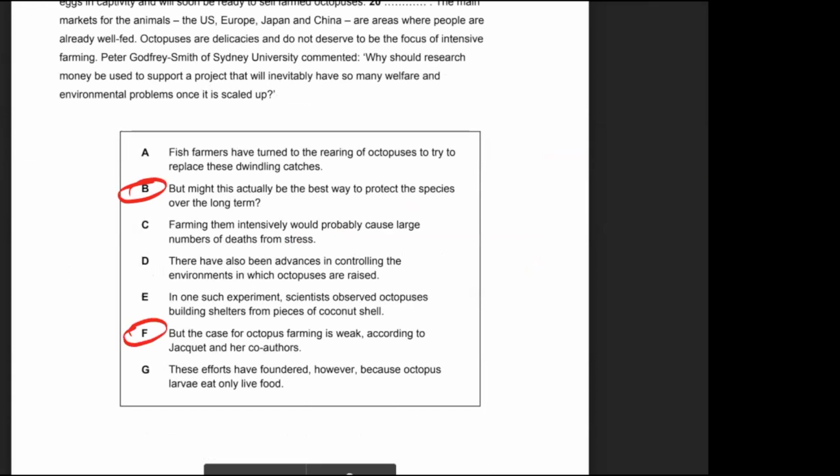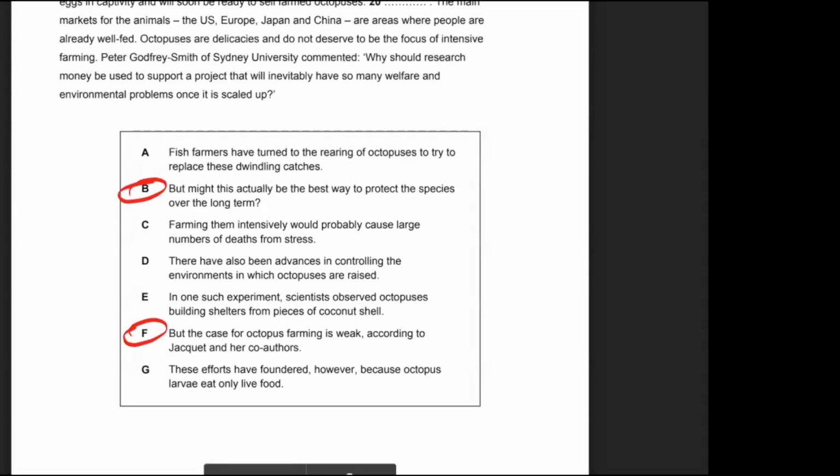Now B, might this actually be the best way to protect the species over the long term? As a rhetorical question, it's kind of questioning the idea of octopus farming being a way of protecting them. That is not really the theme of how it's used over there, right? How it's used is basically octopus farming. Some countries are doing it. However, it's actually a bad thing, right?